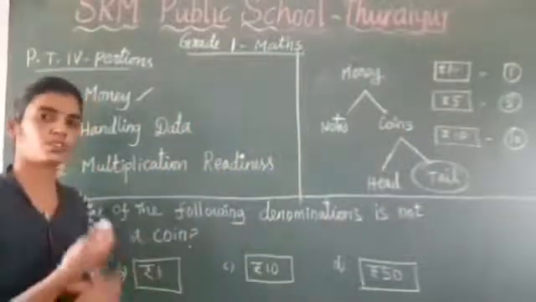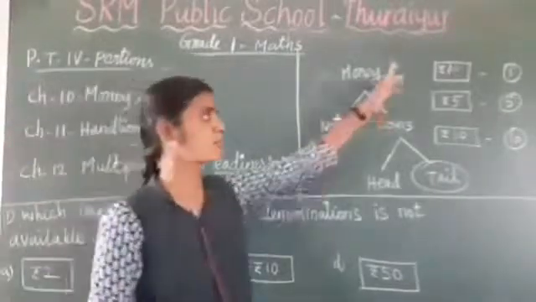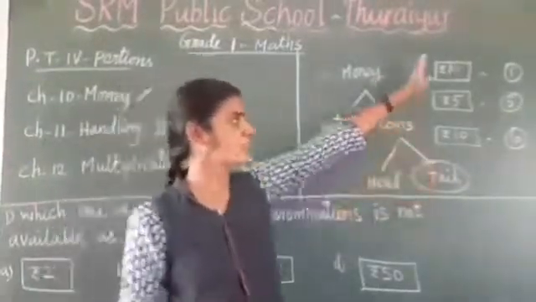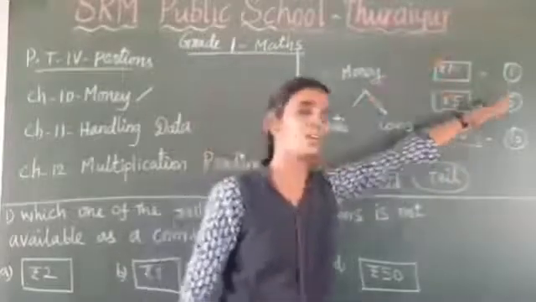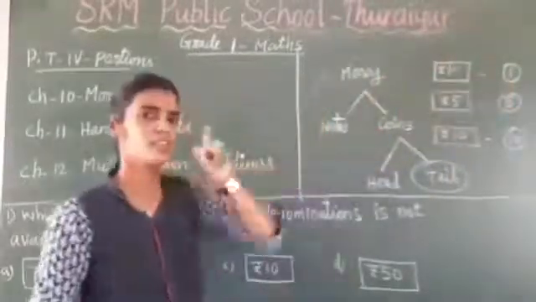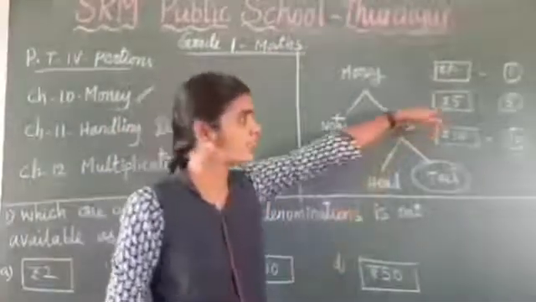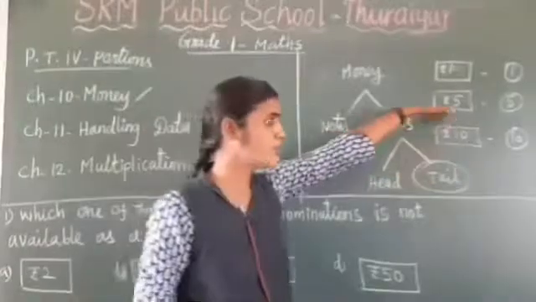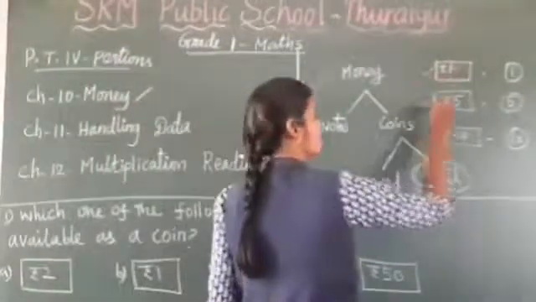Some values have both notes and coins. For example, there is a 1 rupee note and a 1 rupee coin. Otherwise, there is a 5 rupee coin and a 5 rupee note. Both these values have notes and coins.